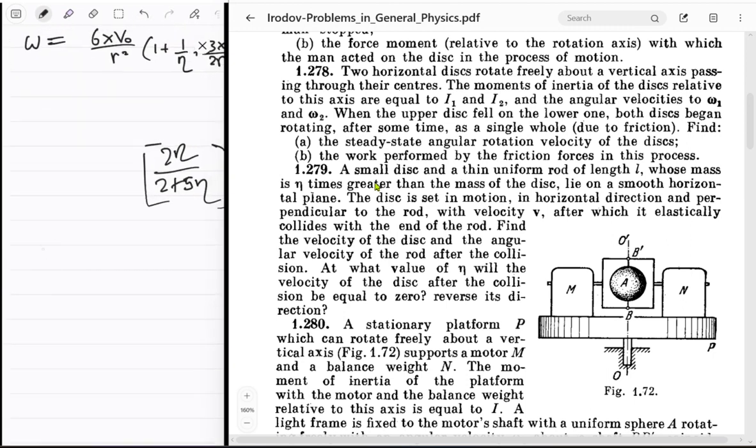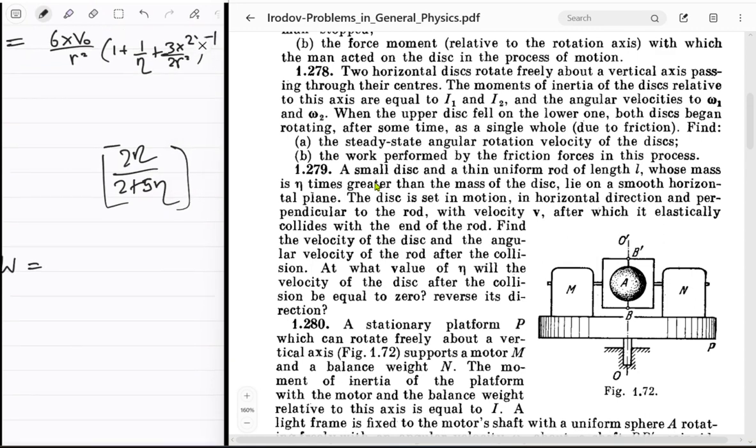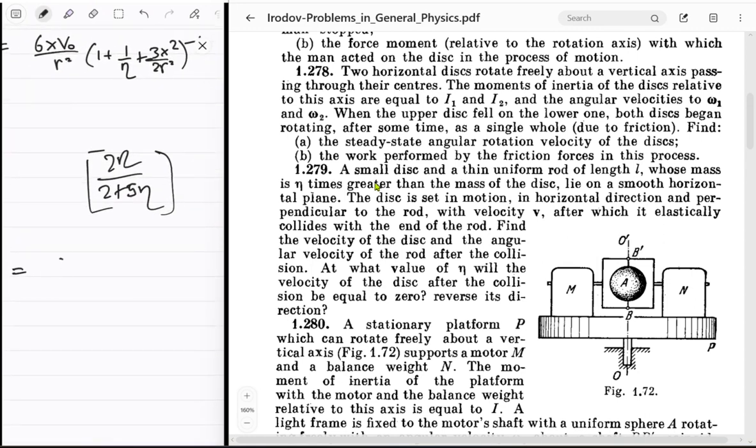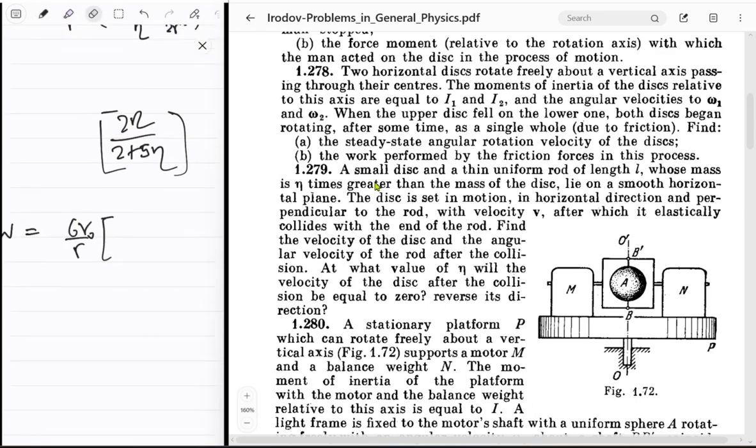First of all, your omega. Omega will just be this times that, and this cancels, which is like 6 upon R, and then you got v naught and this. Once again, R is just L upon 2, so you can write 12 upon L. That makes sense. So 12 v naught upon L, and then you got this thing, 2 eta upon 2 plus 5 eta.